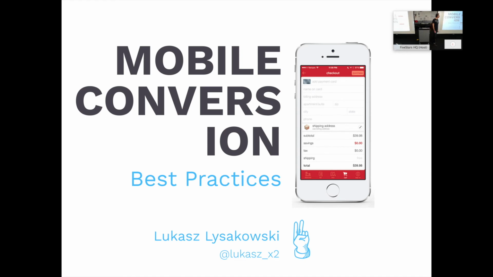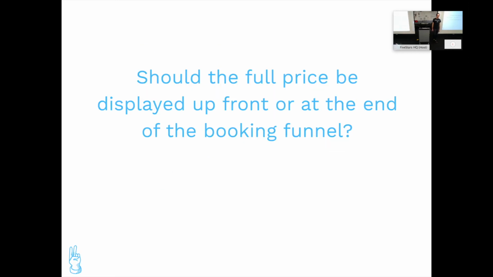Some other thoughts around mobile conversion. So a question I have: should the full price, which includes taxes and fees, be displayed up front as you're looking at, say, a product, or at the end of the booking funnel? Any thoughts? End? Beginning? Okay. All right, so most people say beginning. And the reason most people say beginning is that as customers, we really want to know the full price at the very front, so we know as we're going through the booking flow, there's not going to be any surprises.